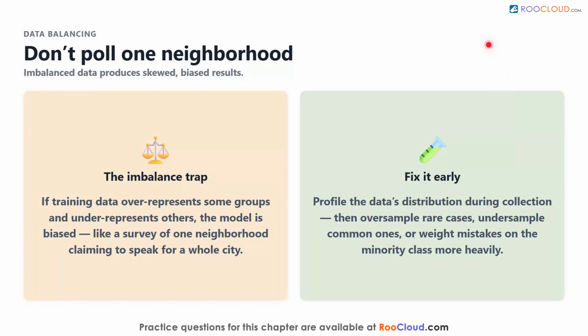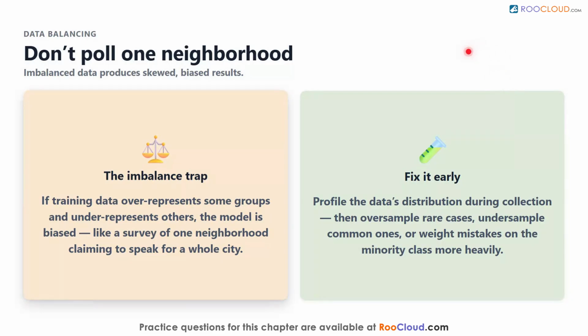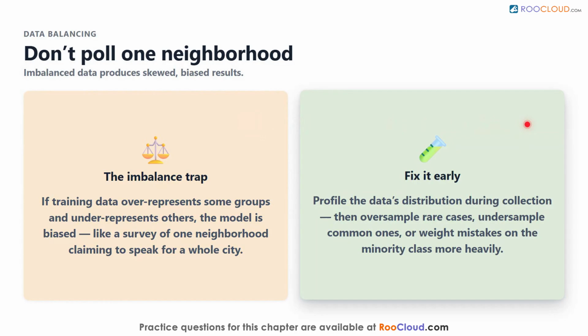A related challenge is data balancing. If the training data overrepresents some groups and underrepresents others, the model produces skewed, biased results, much like a survey that only polled one neighborhood and then claimed to speak for a whole city. You address this early by profiling the data's distribution during collection, and by techniques like oversampling the rare cases, undersampling the common ones, or using algorithms that weight mistakes on the minority class more heavily.